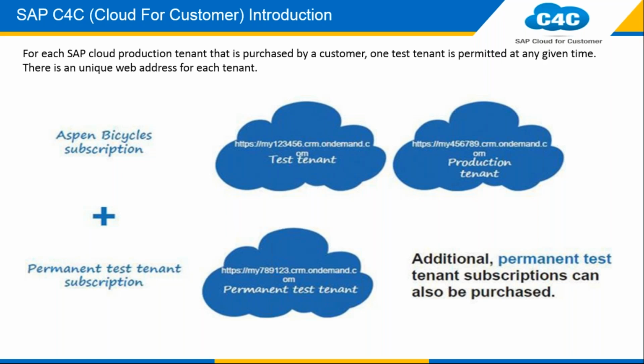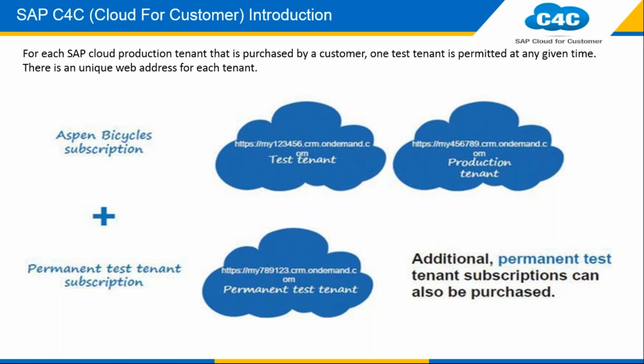There is one more icon you can see, permanent test tenant, with a separate URL mentioned. Why is it a permanent test tenant? Because whenever clients subscribe for a third tenant, they need to pay additional charges for that test tenant. Now the question comes, why are these three tenants required? Normally, whenever there is a backend system, either an ECC system or CRM system or S4HANA system, there is a landscape of a development system, a test system, and then a production system.